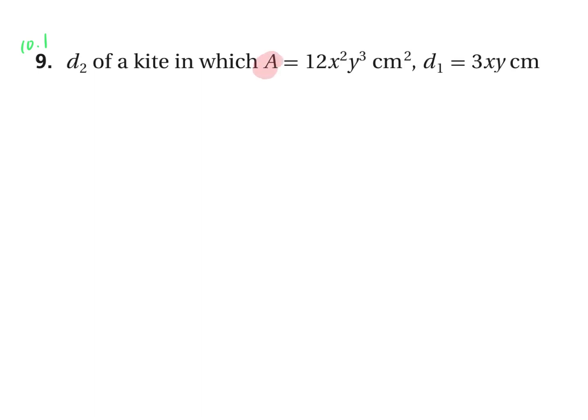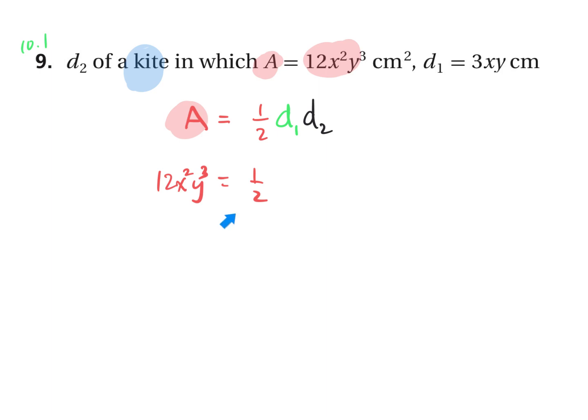So the area of a kite is 1/2 times diagonal 1 times diagonal 2. Well, the area is 12x squared y cubed, so we'll substitute 12x squared y cubed right there. Well, they also give us what diagonal 1 is, so we'll substitute 3xy right there. We're supposed to find diagonal 2, so that is what we will solve for.